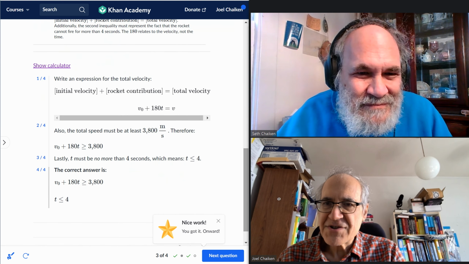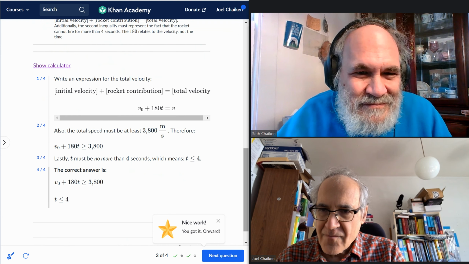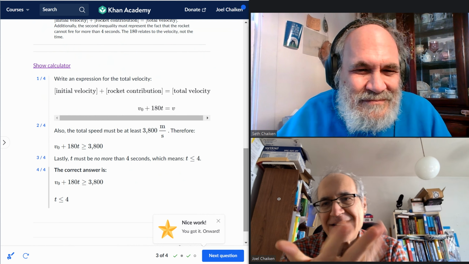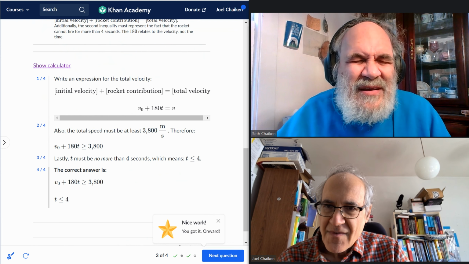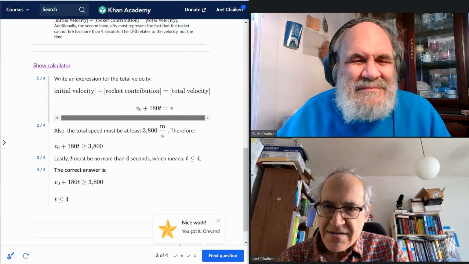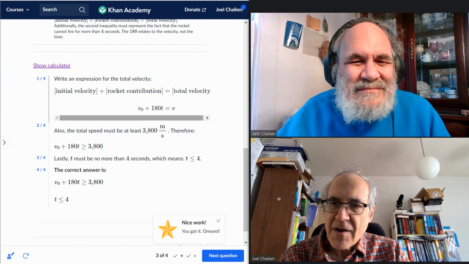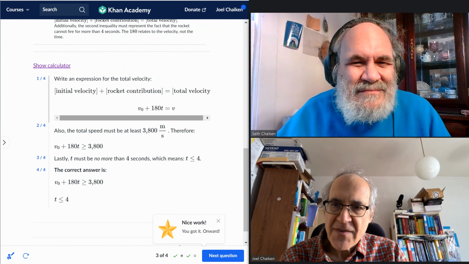To write an expression for the total velocity. Now that sort of requires a little bit of knowledge of physics. Do they say velocity instead of speed? What is this? That's weird. So you move that around a little. Also, the speed must be at least 3,800. Initial velocity plus the rocket's contribution is total velocity.